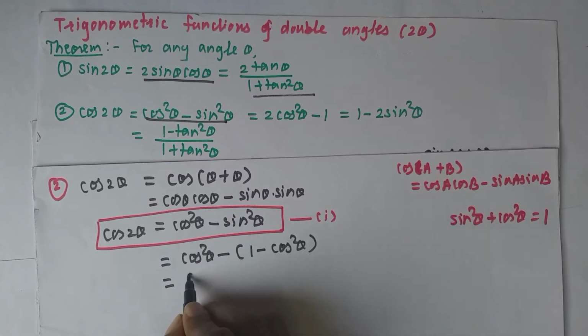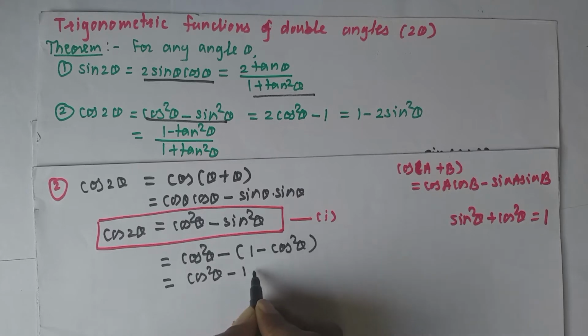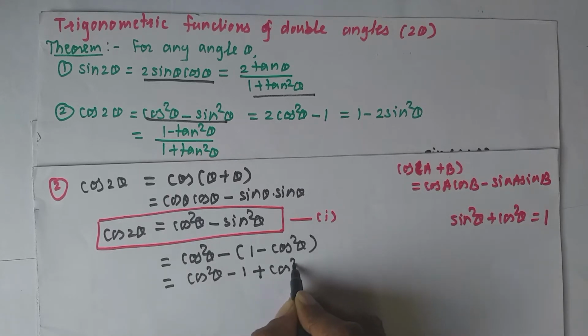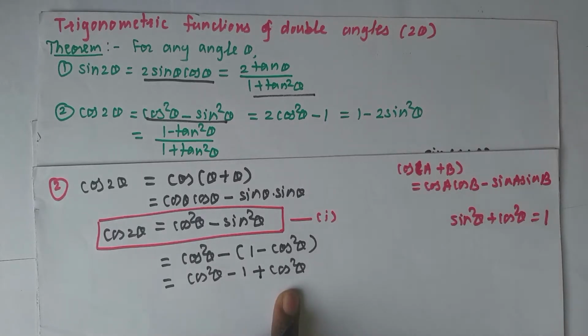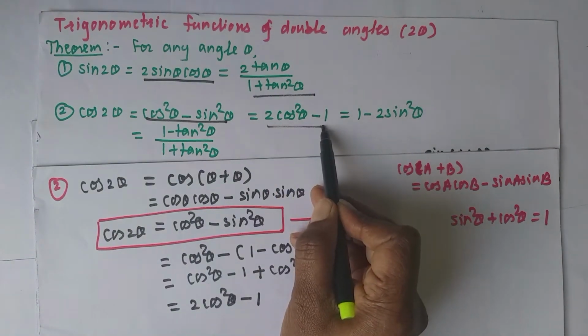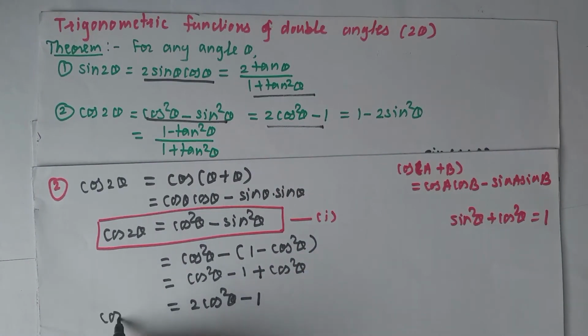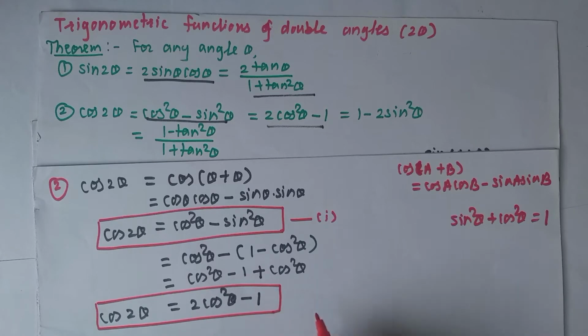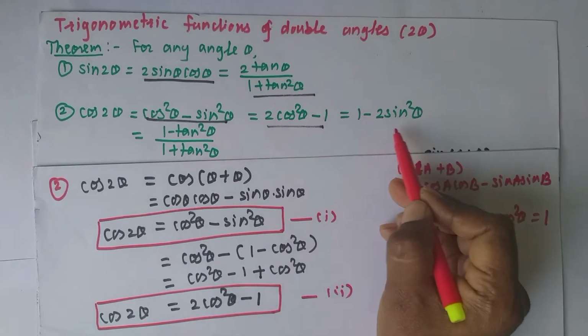Then open the bracket. This will be cos square theta minus 1, minus minus plus cos square theta. And this cos square theta plus cos square theta will be 2 cos square theta minus 1. In this way, we have got the second result, 2 cos square theta minus 1. This is the second formula for cos 2 theta, that is 2 cos square theta minus 1. Now we will prove this third.